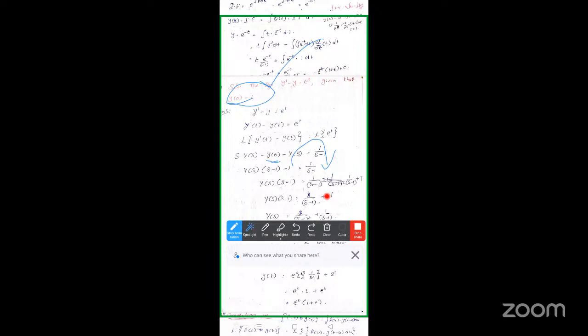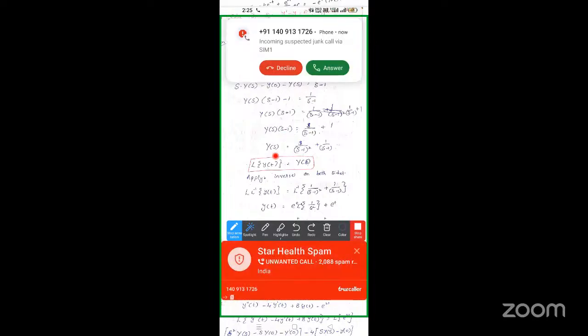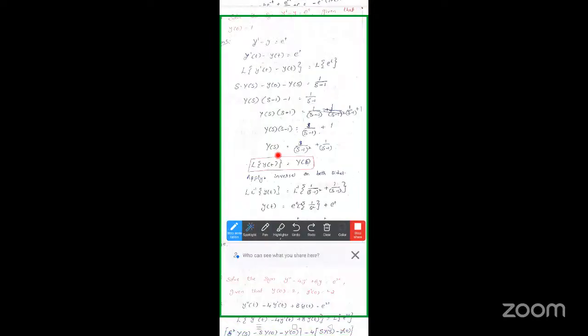Next, taking the LCM, or directly, the numerator on the RHS gives y of s is equal to 1 by s minus 1 whole square plus 1 by s minus 1.